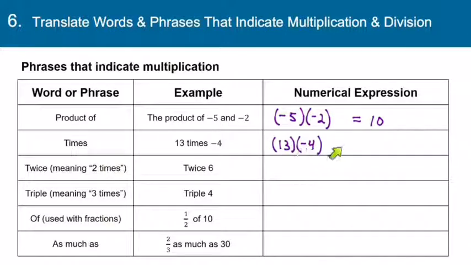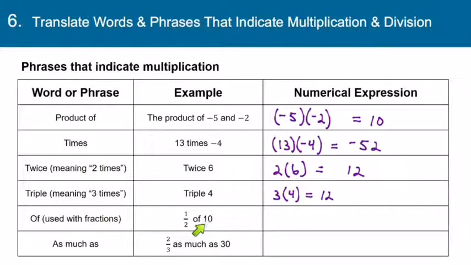And positive times negative is negative. 13 times 4 is 52, so this would be negative 52. Twice 6, you would just write 2 times 6. Of course, that's 12. Triple 4, you would just write 3 times 4. Of course, that is also 12.